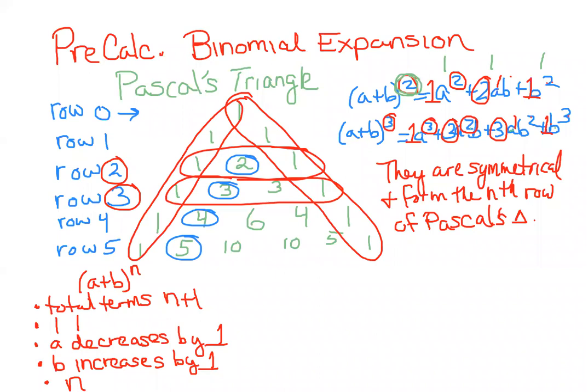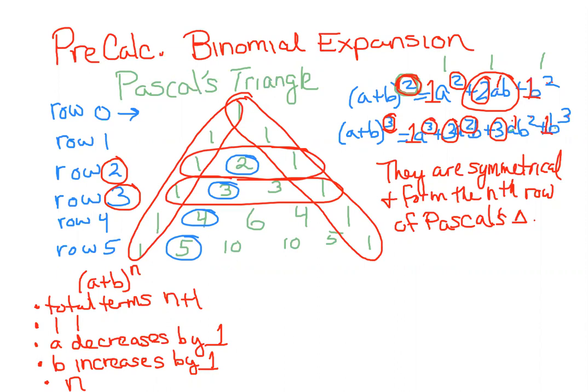Okay, if you look at the sum of the exponents, like let's look at this term right here. Here's a to the first, b to the first. 1 plus 1 is 2, equals this n. Let's look down here. We got a squared, b to the 1, 2 plus 1 is 3, 1 plus 2 is 3, 3 plus 0 is 3, and so on. It's always going to equal n.